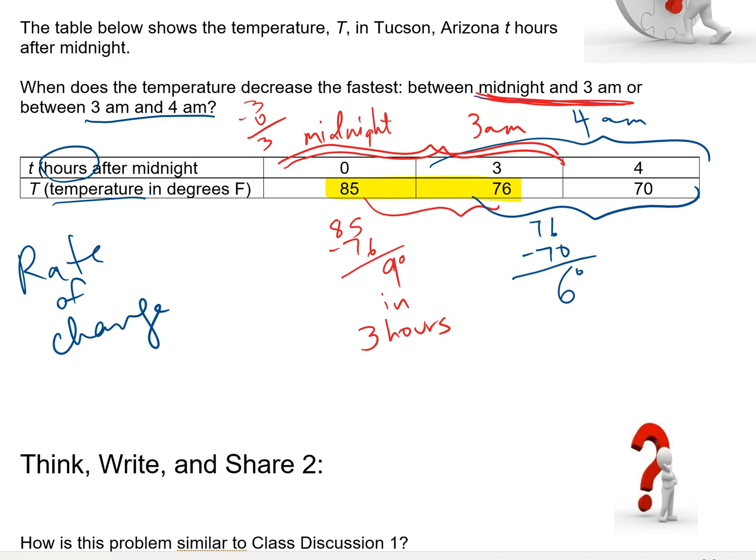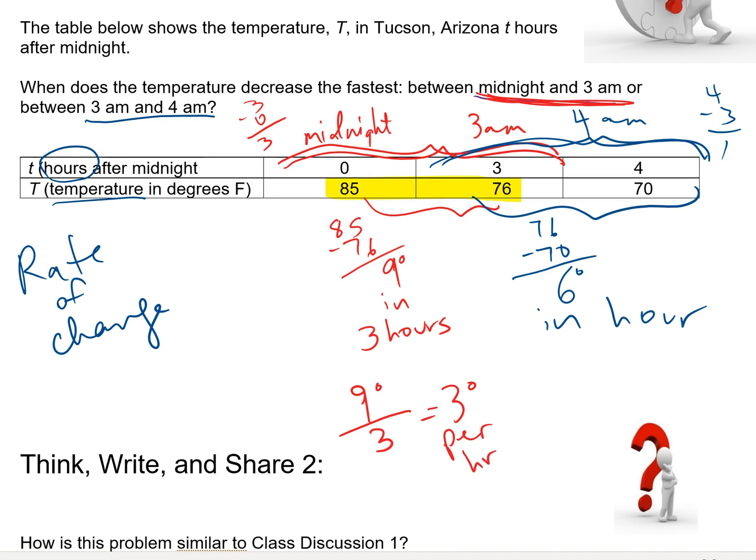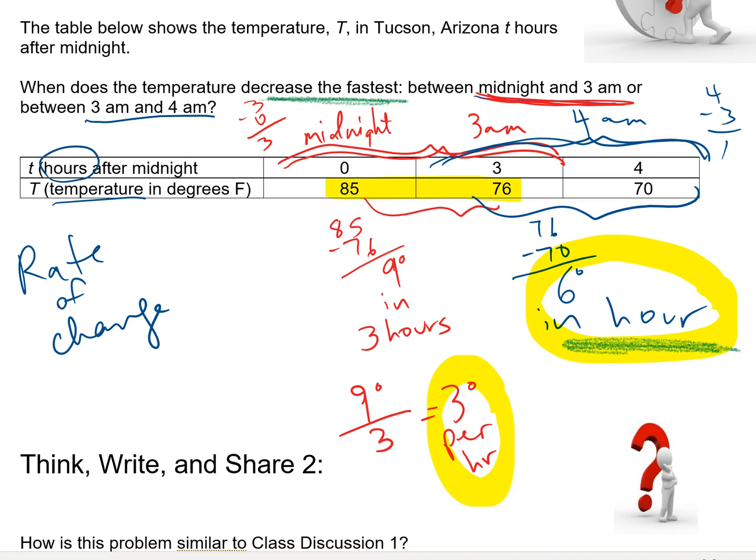Whereas, on the other hand, the 6 degrees only took from 3 a.m. to 4 a.m., a single hour for that to take place. So if we compare these two, which one is actually faster? 9 degrees took 3 hours to happen. We need to divide by 3 and see that it's really only 3 degrees of a drop per hour. Whereas the 6 degrees just happened in 1 hour. 6 divided by 1 is still 6. So the greater decrease, where it decreased the fastest, was here.